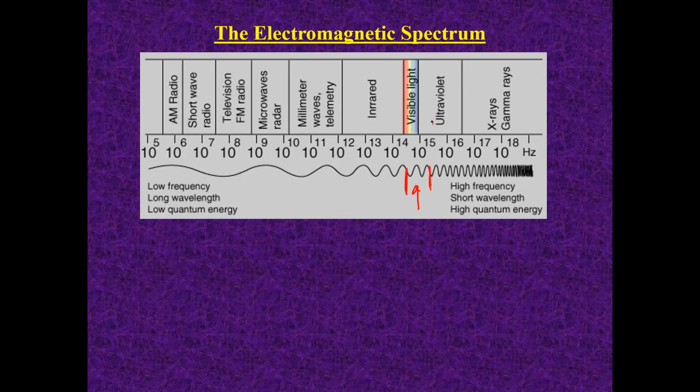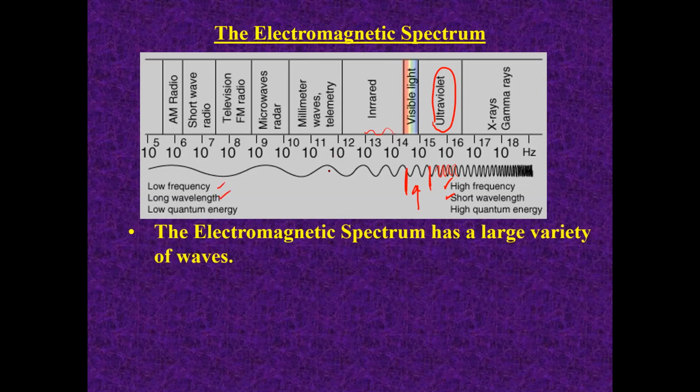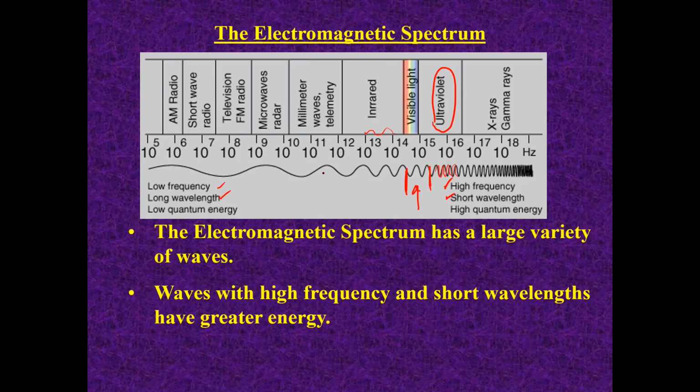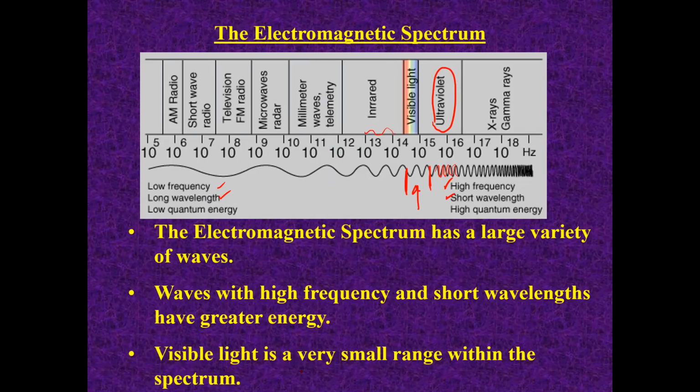Visible light is only a very small sliver of the electromagnetic wavelength. Ultraviolet is on one side: shorter wavelength means higher frequency. Here, the wavelengths get longer, longer wavelengths, lower frequency, less energy. Okay, and we just went through that. Visible light is a very small range within the spectrum.